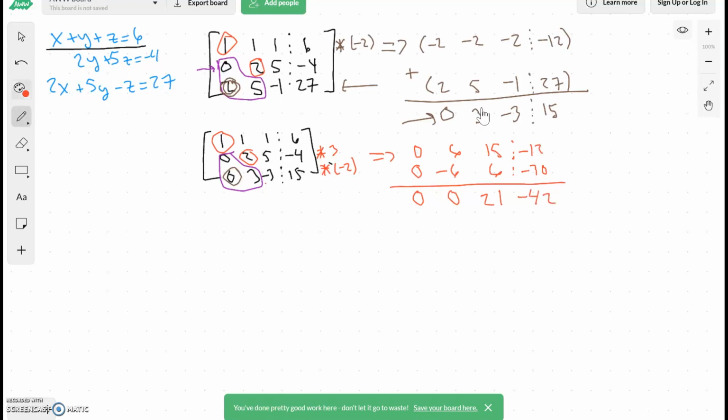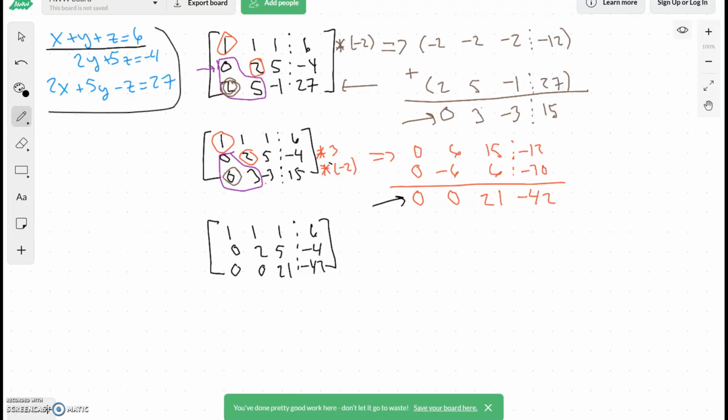Okay, so now for my last matrix, what I'm going to have is 1, 1, 1, 6. Then my second row is going to be 0, 2, 5, -4, because I did nothing to it. Then my last one is now going to be this new one, which is just 0, 0, 21, and -42. Okay, and at this point, you're basically almost done. So now what you really want to do is just put it back into this form that I have over here in the blue.